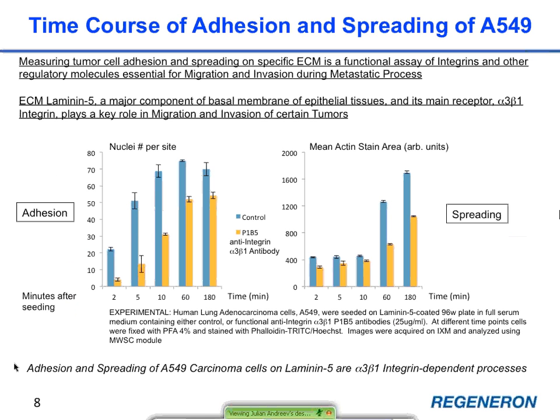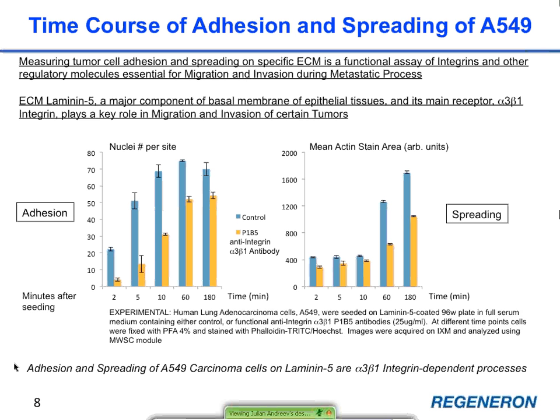On this slide, I would like to show you how we applied the assay in a project involving some surface targets for metastasis and collagen. Measuring tumor cell adhesion and spreading on specific extracellular matrix is a functional assay of integrins. Laminin 5 is a major component of basal membrane, and its main receptor, alpha-3-beta-1 integrin, plays a key role in migration and invasion of certain tumors.